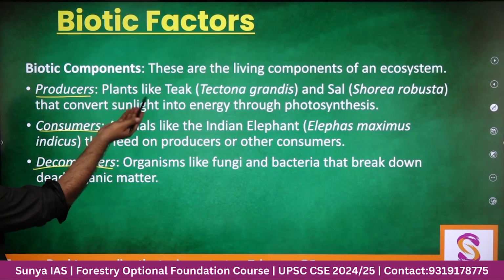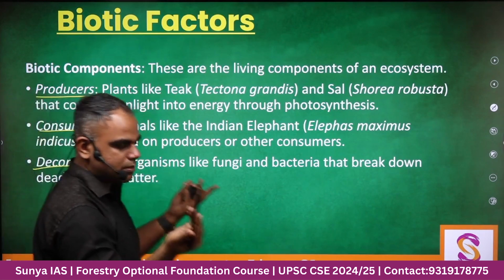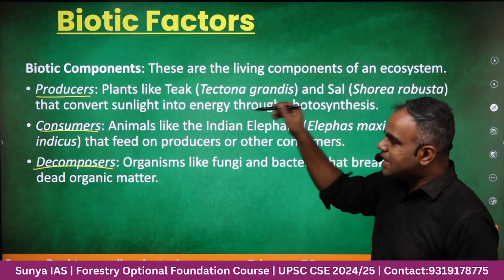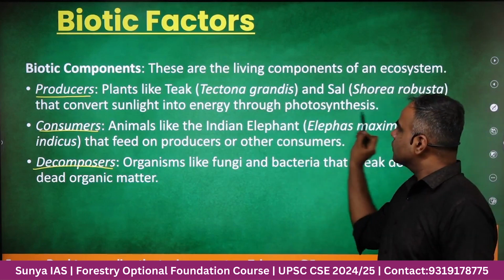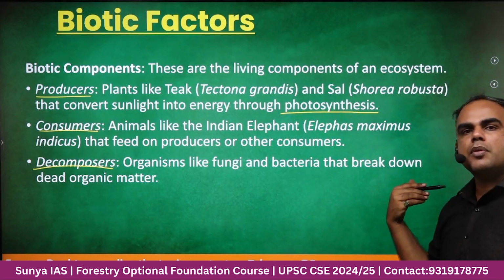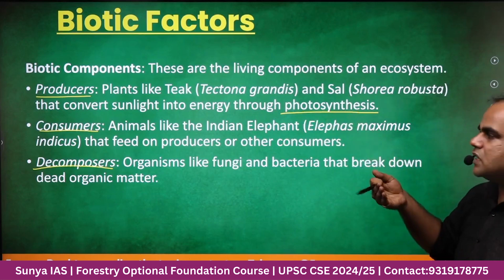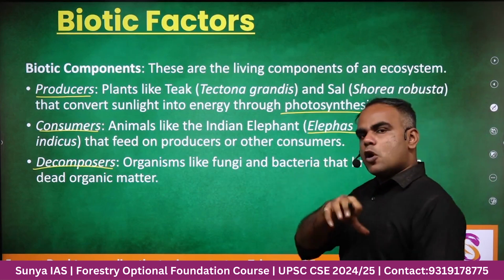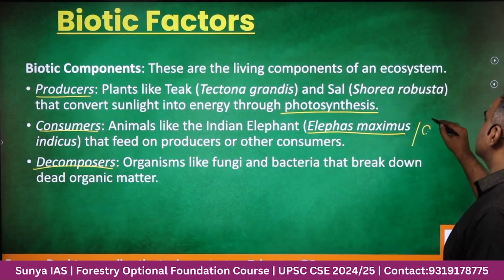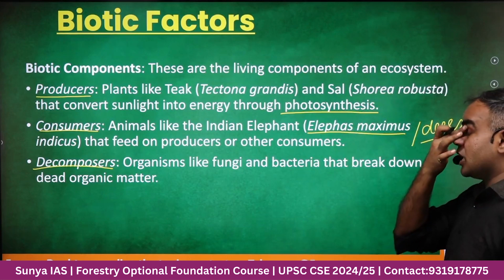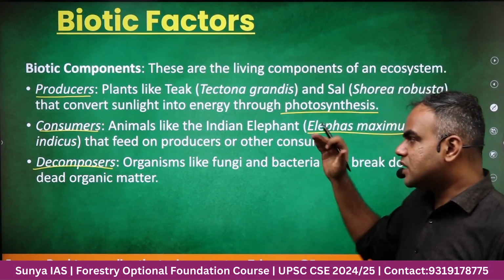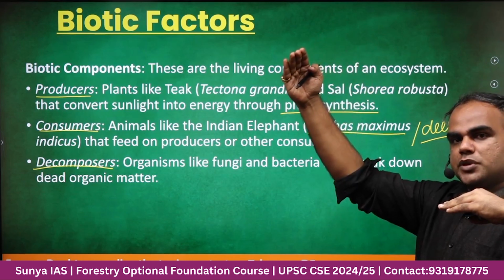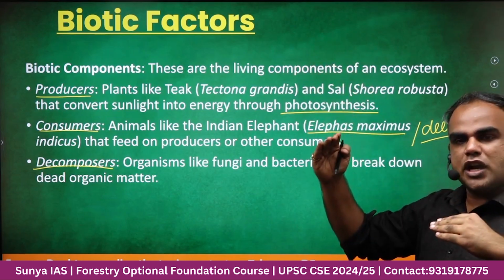So let's say you have plants, it can be Tectona grandis, it can be sal, it can be other grasses, etc., which actually create the food. They convert the sunlight into energy through a process known as photosynthesis. This also we have seen already. Animals like elephant, etc., that feed on the producers. Not just elephant, think about deer, all the other herbivores. So you have primary consumers, you also have secondary and tertiary consumers as you move across a food chain, right?